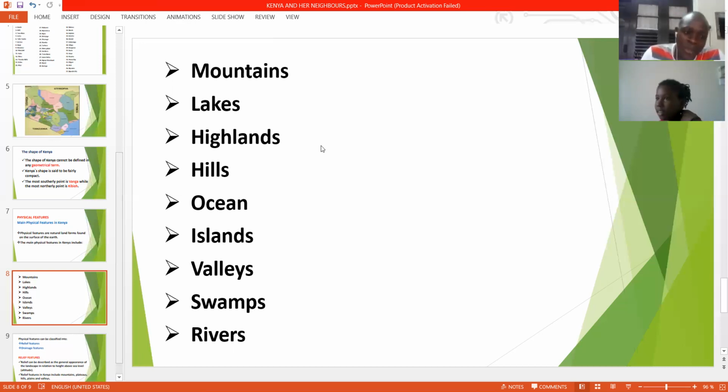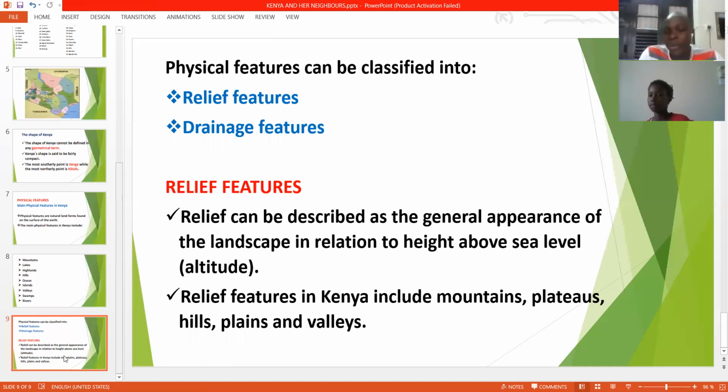There are those with only the landforms, that is the topography, and there are those also with water, the water bodies. So we're going to group these into two main categories, that is relief features and drainage features. Those with water are called drainage, and those without water are called relief. So that is what I'm going to share next. And I believe that is where we are going to end our lesson.